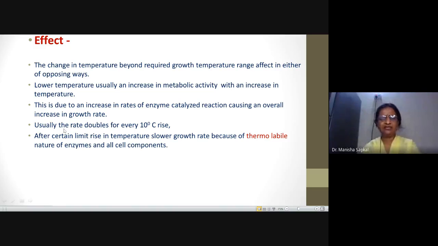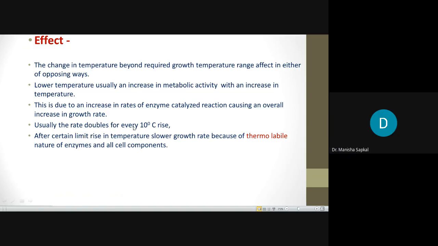As I told, usually the rate doubles for every 10 degrees Celsius rise. So the growth rate doubles for every 10 degrees Celsius, for example 0, 10, 20, 30, like that. For every 10 degrees Celsius rise, the growth rate doubles. After a certain limit, a rise in temperature lowers the growth rate. Up to the optimum, the growth rate doubles, but beyond the optimum, the growth rate decreases again.